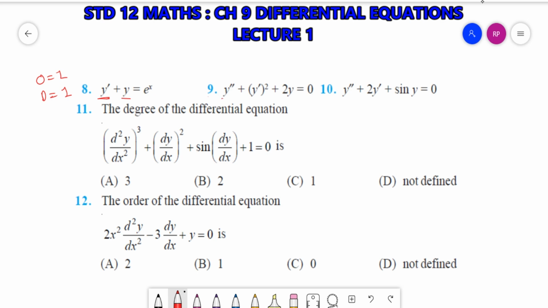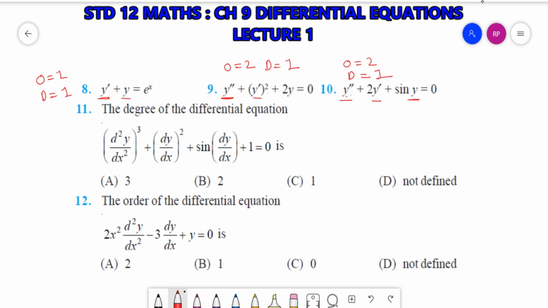Similarly for ninth, differentiate twice, once. So order 2. And what is its power? 1. Don't take the highest power, okay? You have to take the power of highest order derivative. 10th, y double dash, y dash plus sine y. Now the sine y, that means it is a polynomial, okay? If it is dy by dx, then only it's not polynomial. So order 2, degree, what is its power?